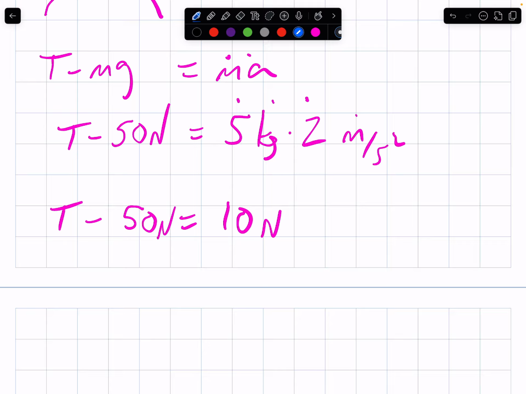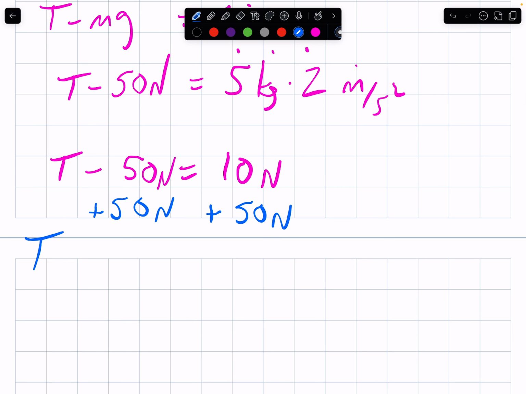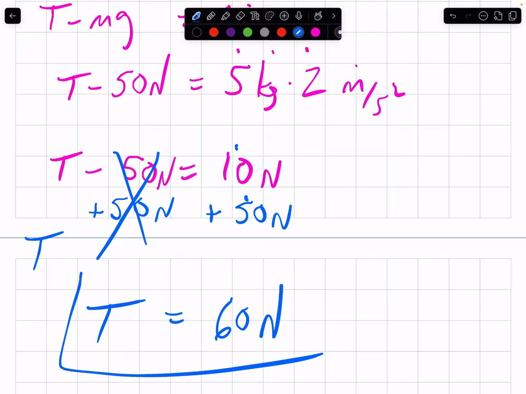We can do this with the math here. To get T by itself, I'm going to add 50 to both sides. So plus 50, plus 50. So then on the left side, minus 50 plus 50, that goes away. So I've got T is equal to 10 plus 50 is 60 newtons. So, problem done.